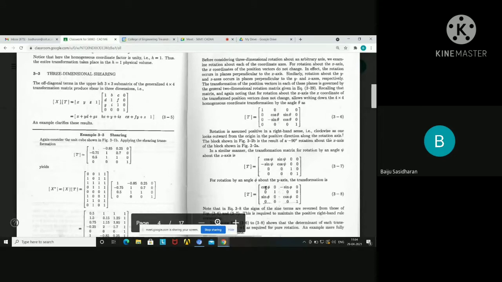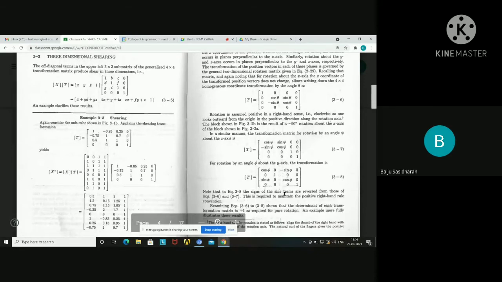And cos phi, minus sin phi, cos phi. Usually we say cos theta, sin theta, minus sin theta, cos theta. But here a slight variation: cos phi, minus sin phi, then sin phi, cos phi. So this is rotation about y-axis.